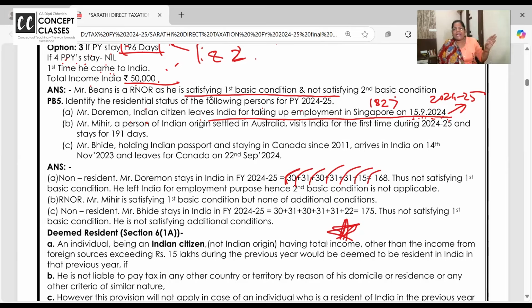Ma'am, should we check that additional condition? Has total income been given? No information. Then don't check that 120 days concept. Are you in India for 182 days or more? No. Then he is not satisfying the first basic condition, and the second basic condition is not applicable. Doraemon, you are a non-resident. Did you understand now or not? Yes.